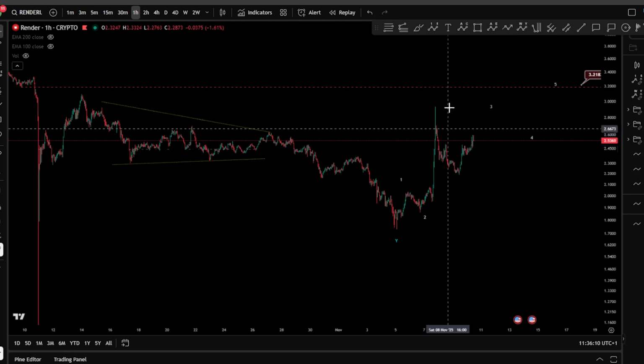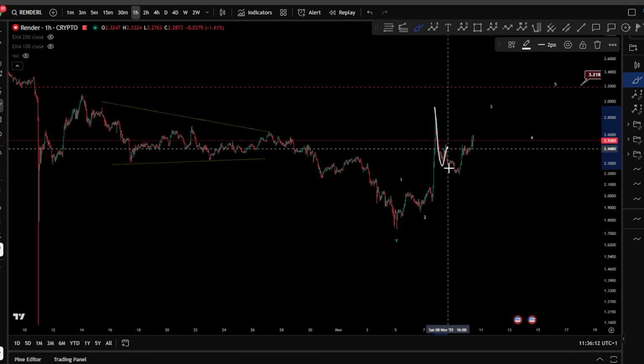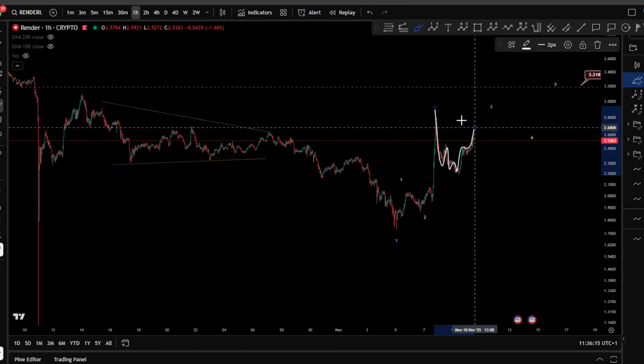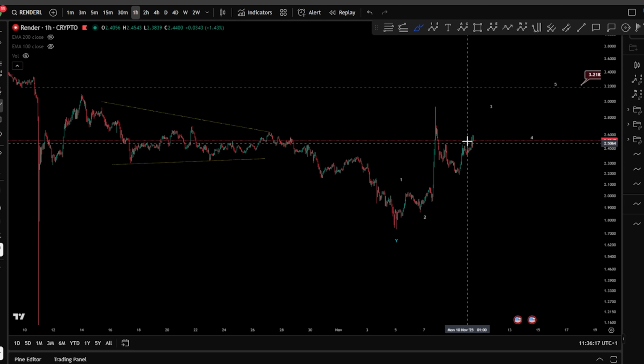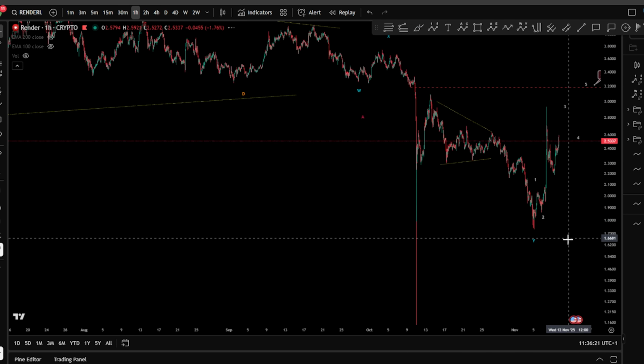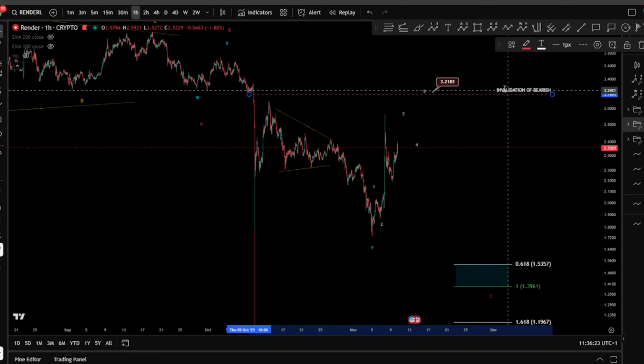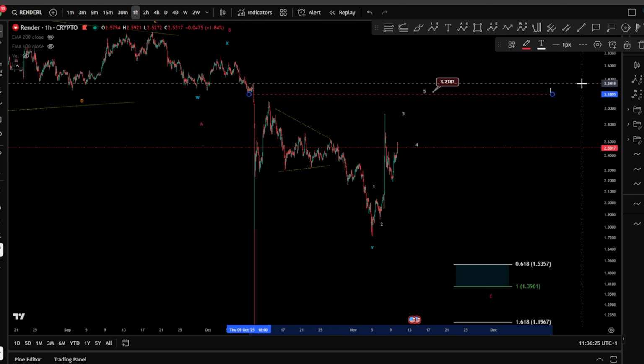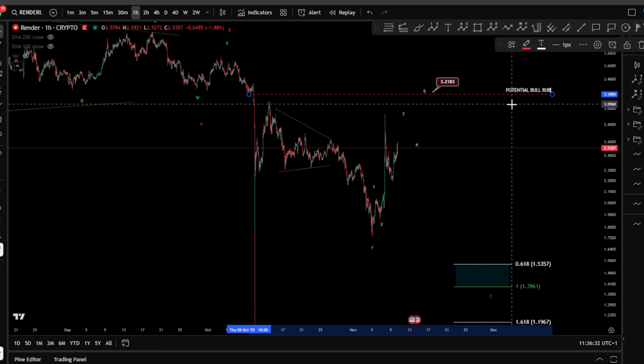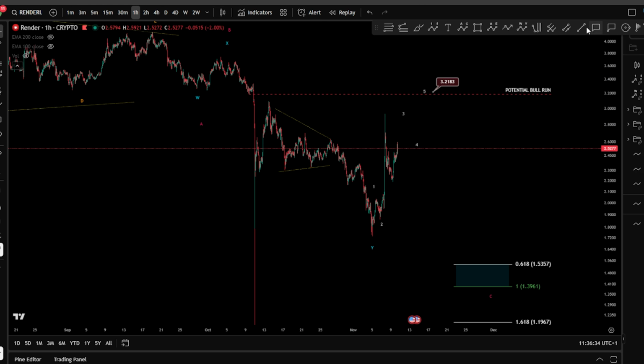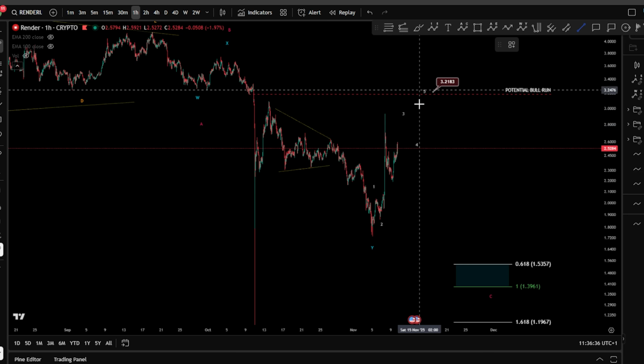Unless, of course, things are going to shift downward here in a leading diagonal, and we fail to take the high, and then we drop down again. So key level to be watched right now. Now this is of course a potential bull run. All right. So this is your potential bull run key level. The key level, of course, to continue for higher, well, simply continuation toward the upside.